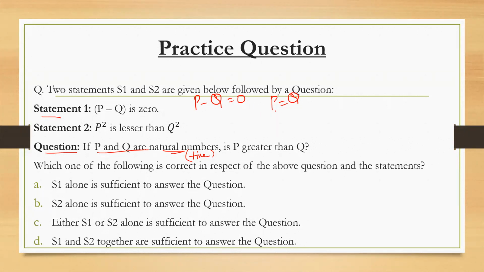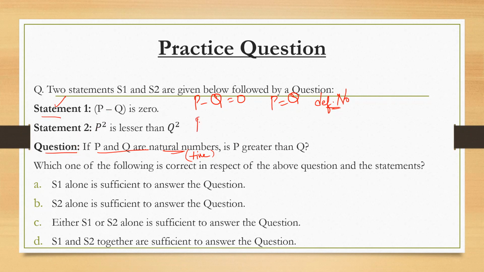That means again here, are we getting, is P greater than Q? So definitely we can say no, because by the statement we are getting P is equal to Q. So is P greater than Q? No. We are getting a definite answer. So statement 1 does answer my question. Now what about statement 2?